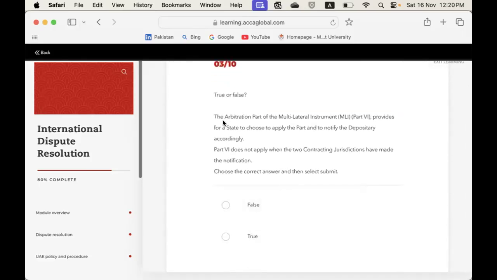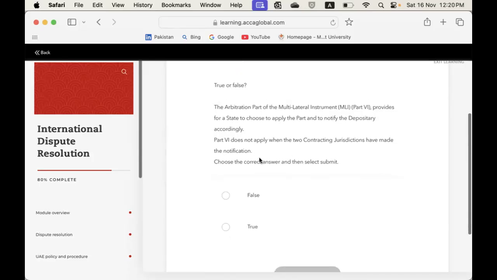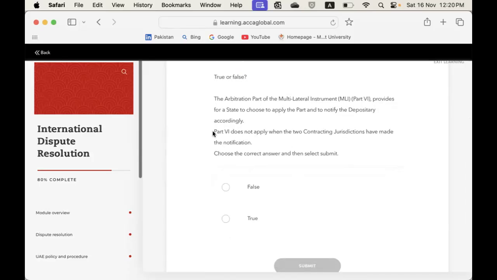Next question is again, the arbitration part of the multilateral instrument, which is Part 6, provides for a state to choose to apply the part and to notify the depository accordingly. Part 6 does not apply when the two contracting jurisdictions have made the notification. Choose the correct answer. Is this right to say Part 6 does not apply when the two contracting jurisdictions have made the notification?